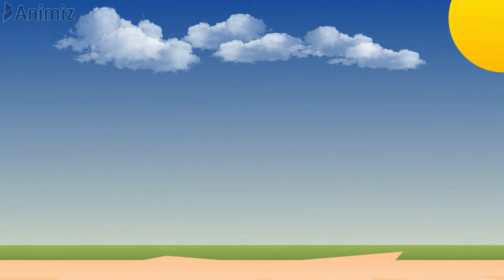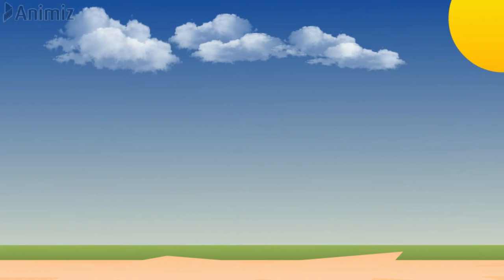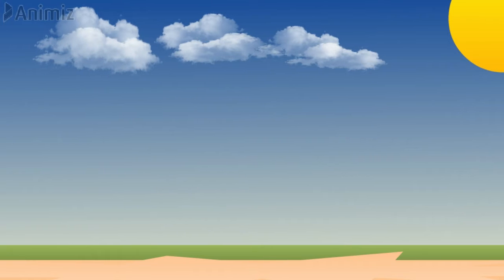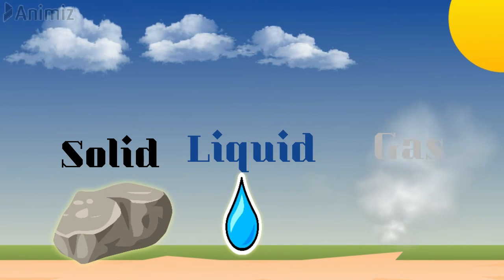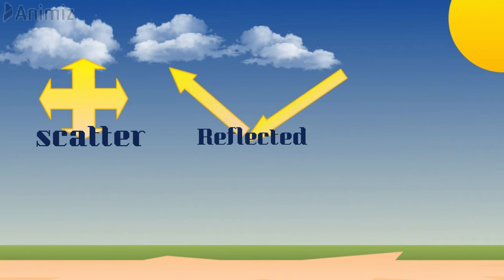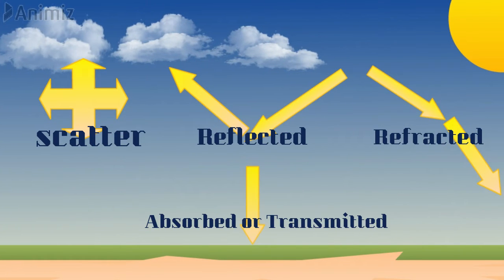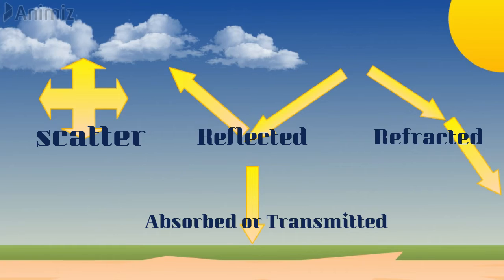Let me tell you the different behaviors of light, which correspond to how we see things in the open. The behavior of light includes what happens when light hits certain surfaces: solid, liquid, and even gas. It can be scattered, reflected, refracted, absorbed, or transmitted.